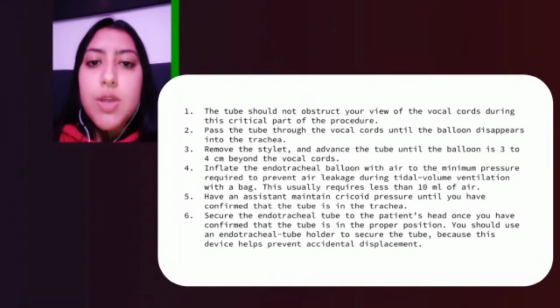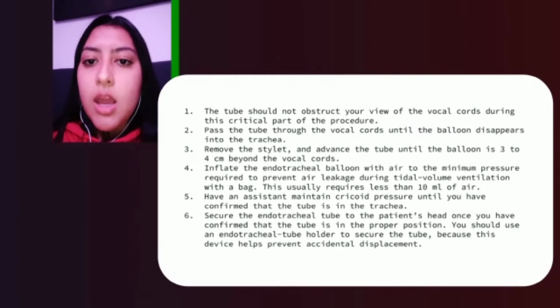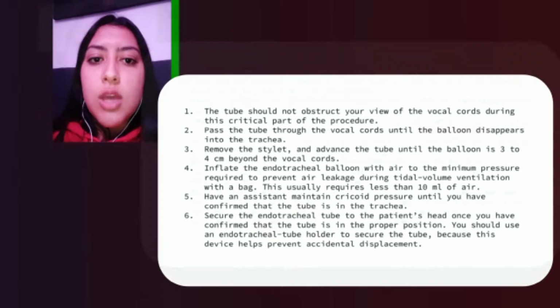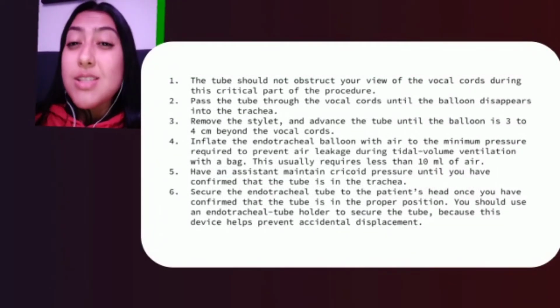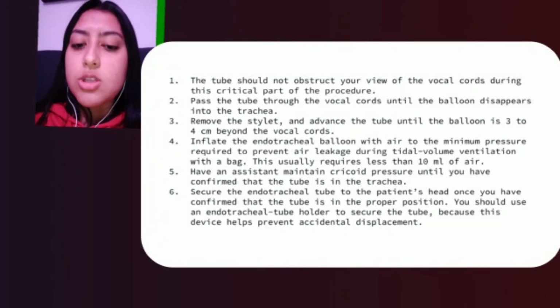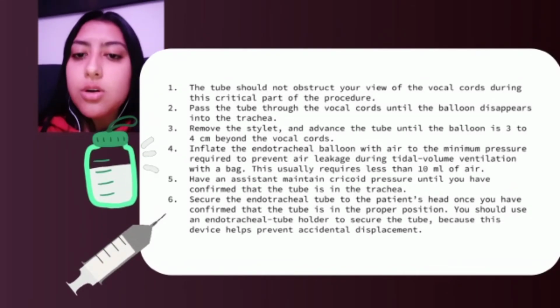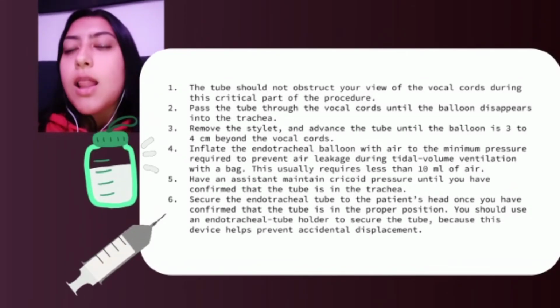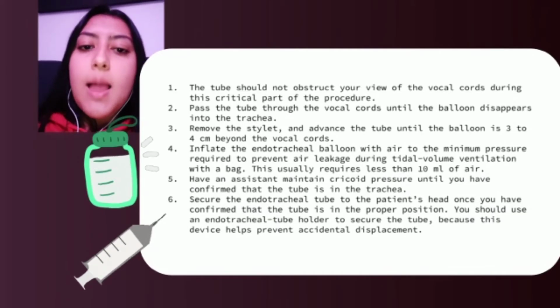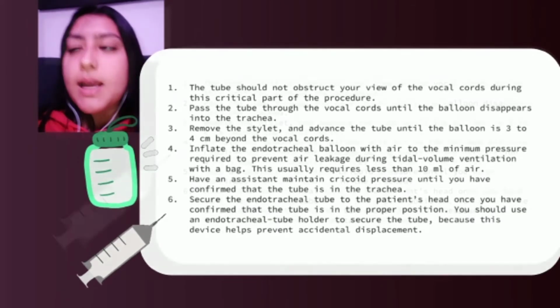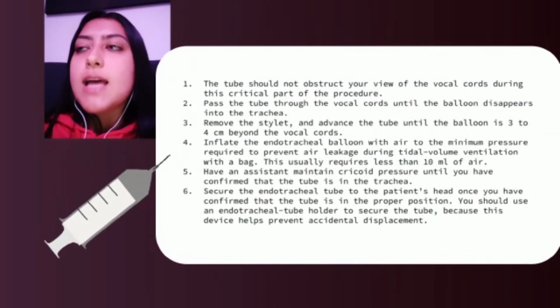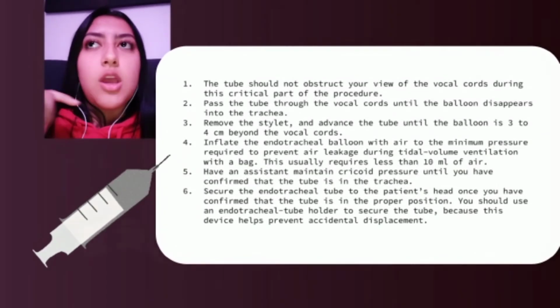Continue to pass the tube through the vocal cords until the balloon disappears into the trachea. Remove the stylet and advance the tube until the balloon is 3 to 4 centimeters beyond the vocal cords. Inflate the endotracheal balloon with air to the minimum pressure required to prevent air leakage during positive pressure ventilation with a bag. This usually requires less than 10 milliliters of air.